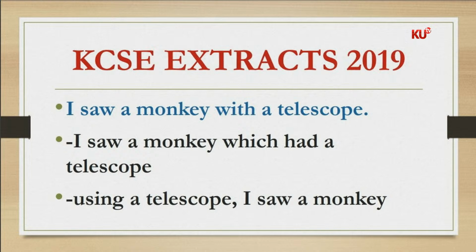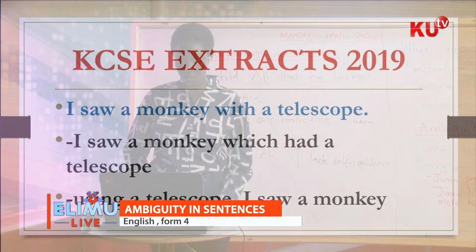Then the second meaning: I'm the one who is having the telescope, and I'm using that telescope to look at the monkey. So using a telescope, I saw a monkey. Those two sentences are so clear, and so the sentence is no longer ambiguous.